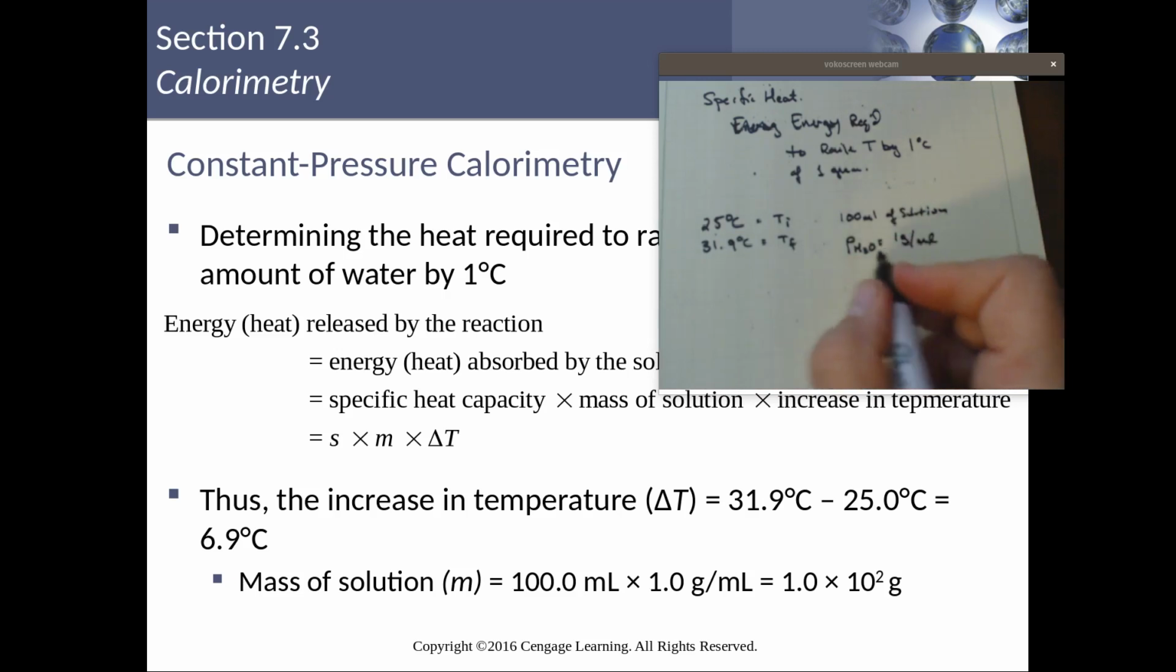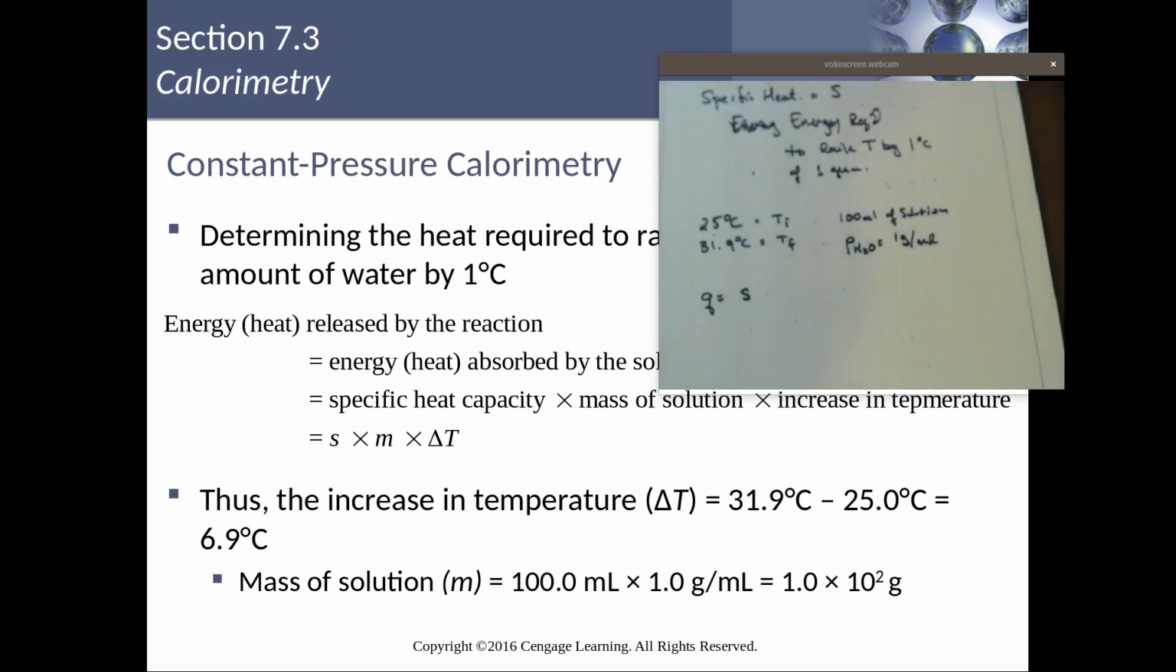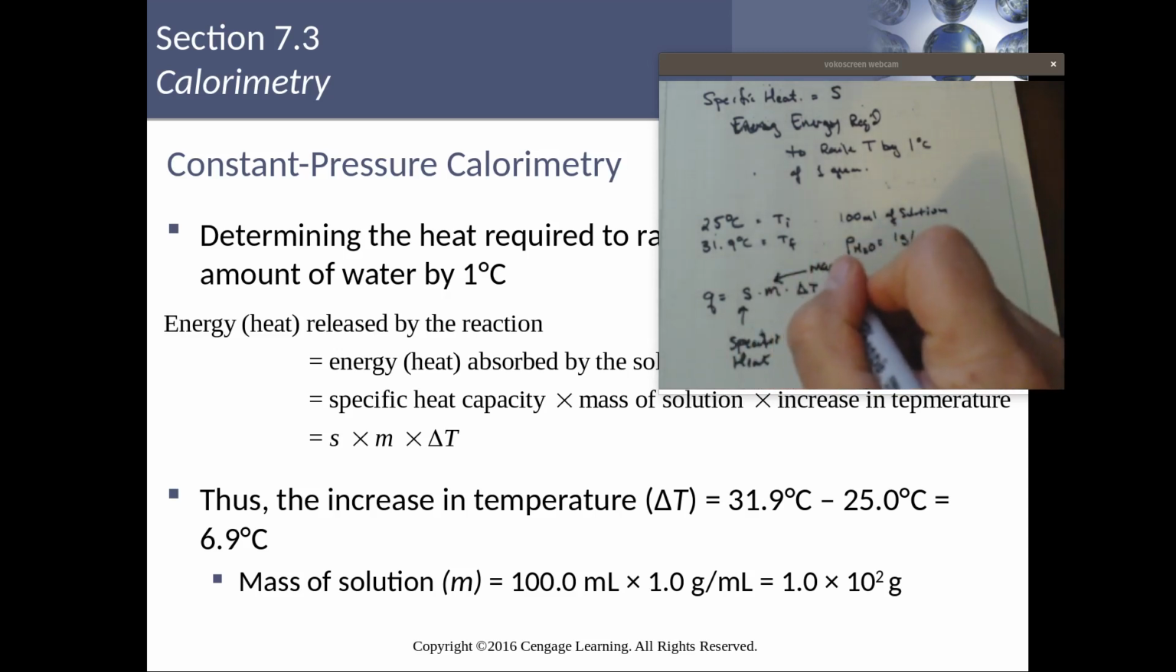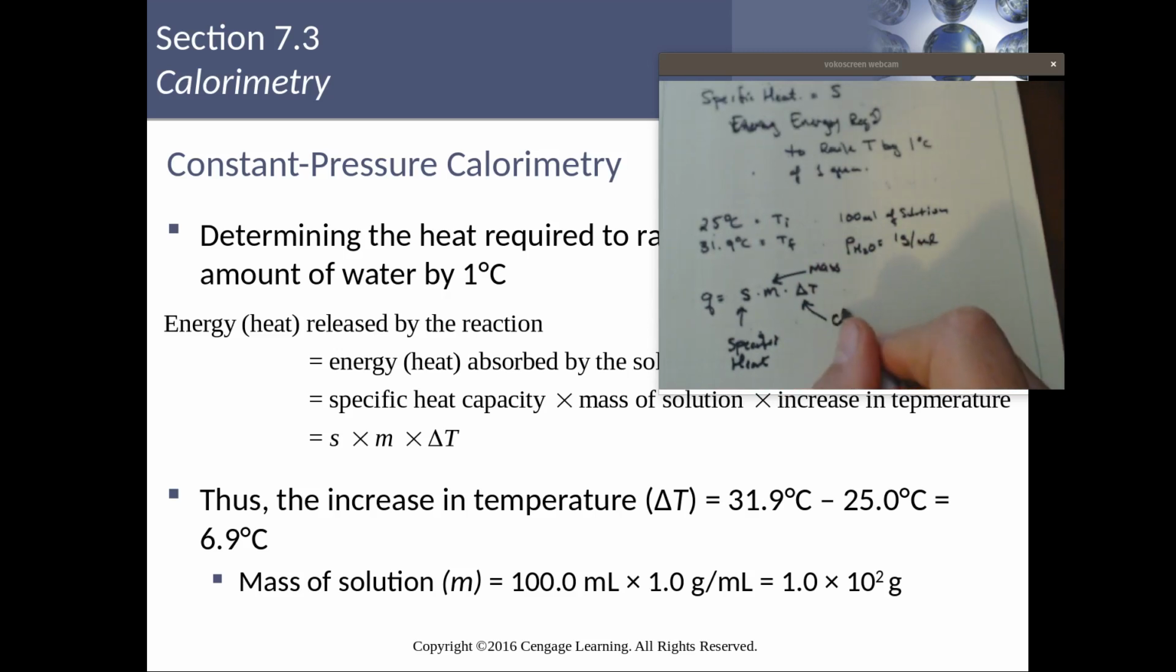So now what do I need? I have my Q, the heat, is equal to the specific heat, we'll call this guy S, the specific heat, times the mass times the delta T. Specific heat, this is the mass, and this is the change in temperature. Now, the specific heat of water is something which we don't know yet.